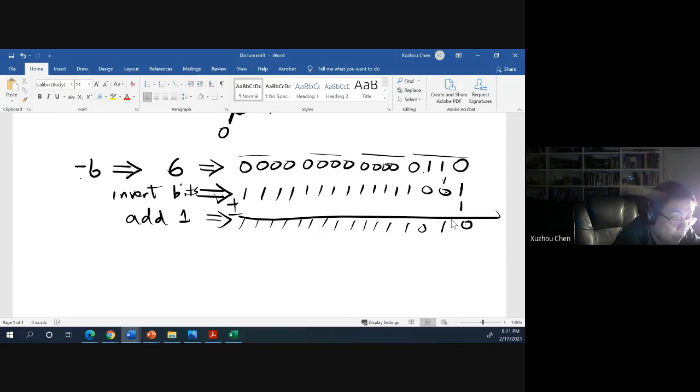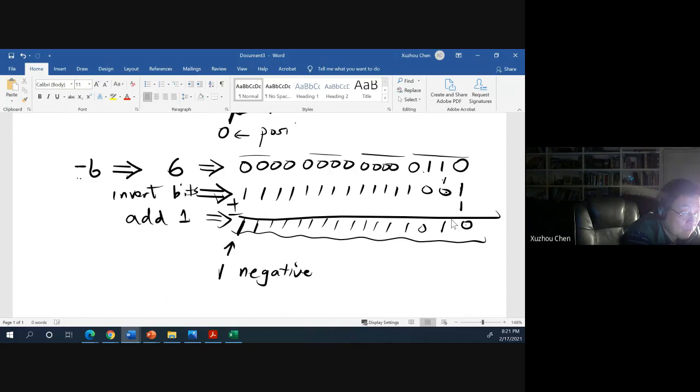So that's the two's complement representation for negative 6. Now, how can I know it's negative? Because for a negative number, the most significant bit is always 1. That's why it means it's negative. And this one means it's positive.